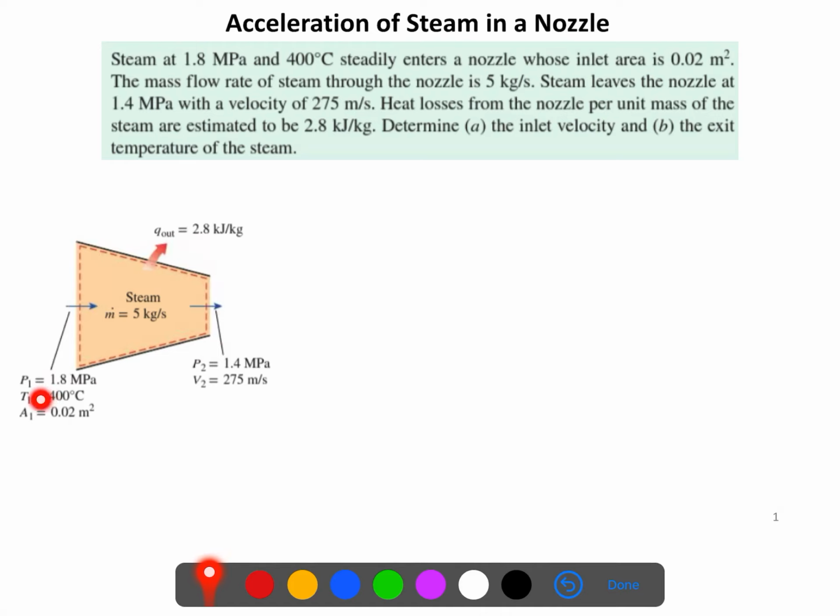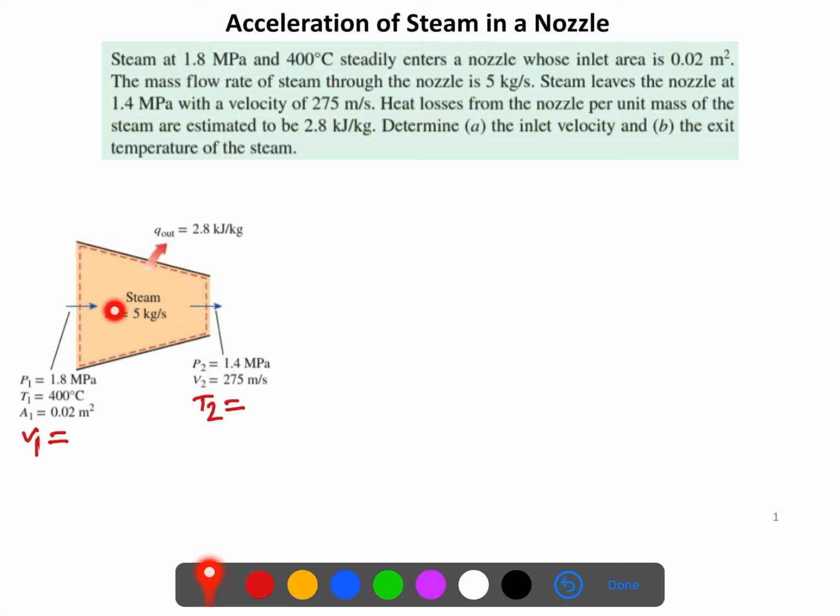For the inlet, we know the pressure, the temperature, and the area. For the outlet, we know the pressure and the velocity. So we don't know the temperature T2, and we don't know the velocity V1. P1, T1, A1 are given, so V1 is unknown. But at the outlet we know P2, V2, but we don't know T2.